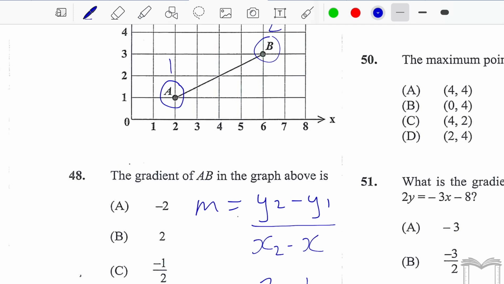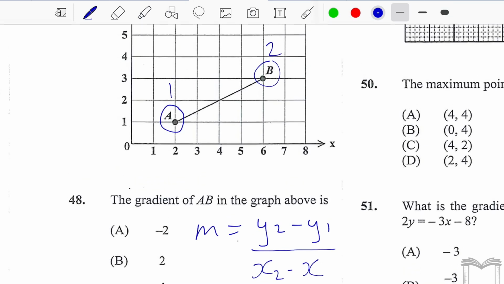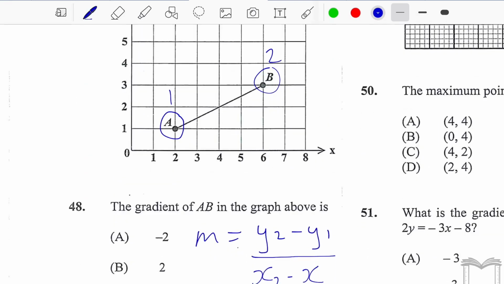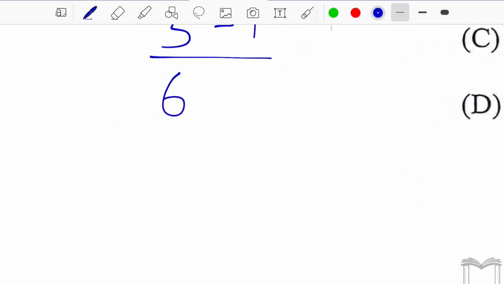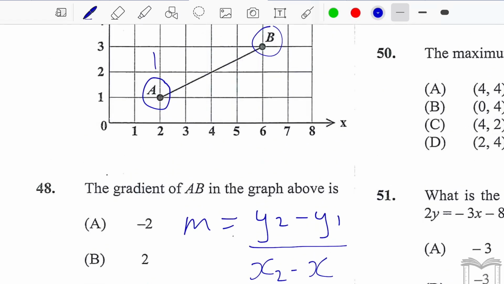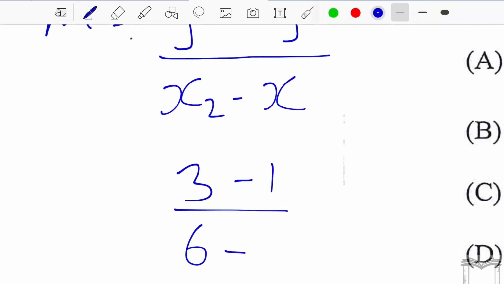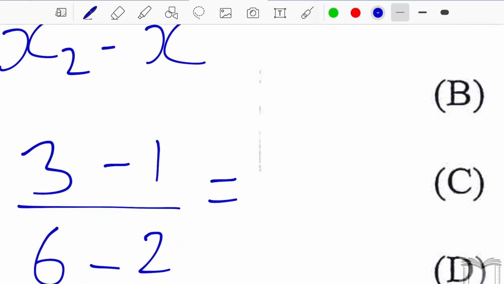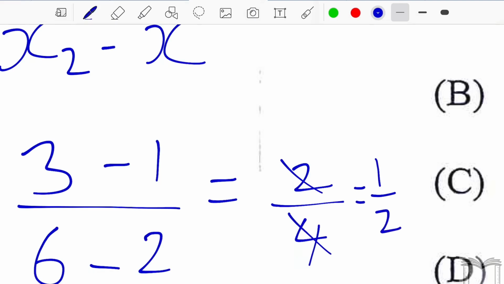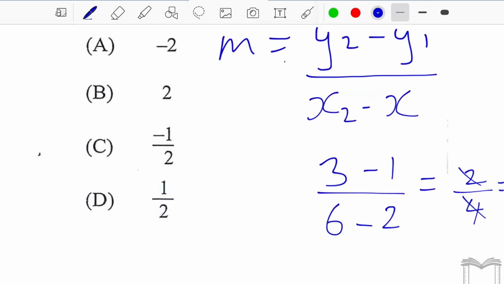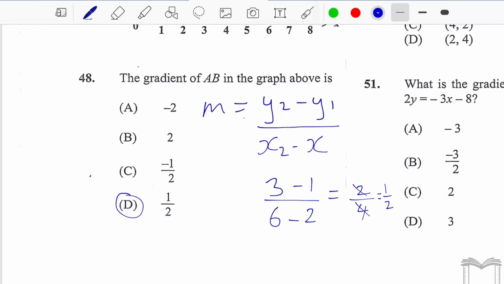So that's 3 minus 1 all over. We said that the x value for the second point is 6. So that's 6 minus, and the x value for the first point is 2. So 3 minus 1 is 2, and 6 minus 2 is 4. 2 into 2, 1. 2 into 4 is 2. So the gradient is a half.